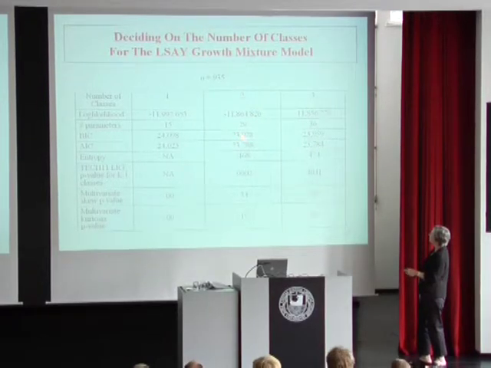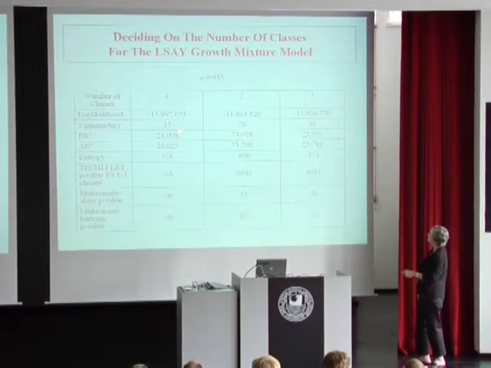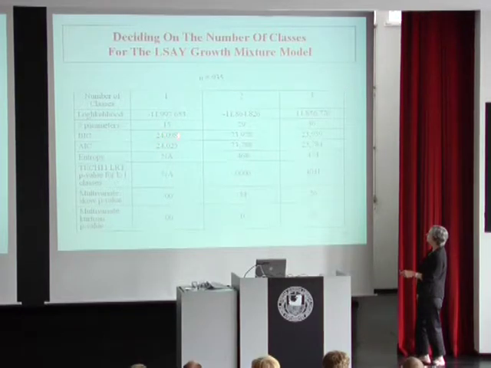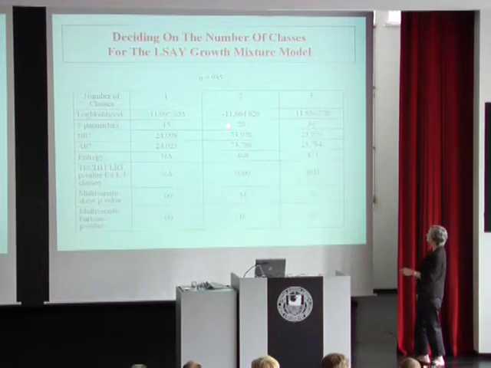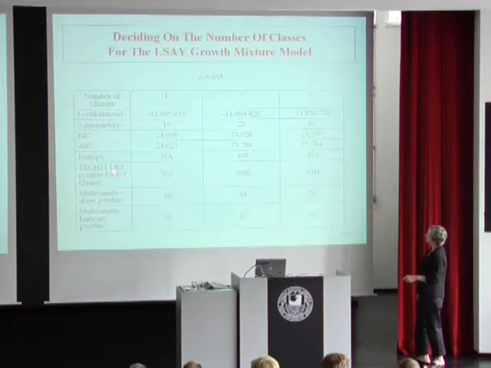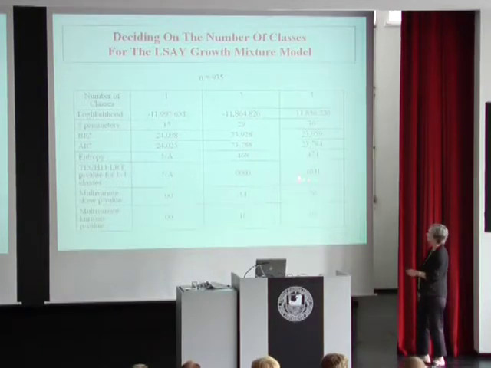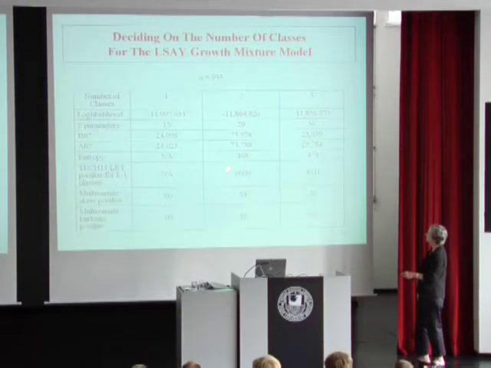Our BIC actually has a minimum at 2 classes. It goes from 24098 down to 23928, and then back up again to 23959. So that also points to 2 classes. If we look down at Tech 11, we see that we have a probability greater than 0.05 for 3 classes, which points to the K-1 or 2 class model.